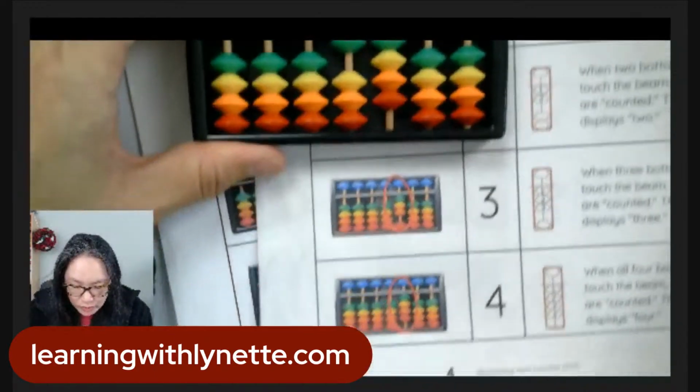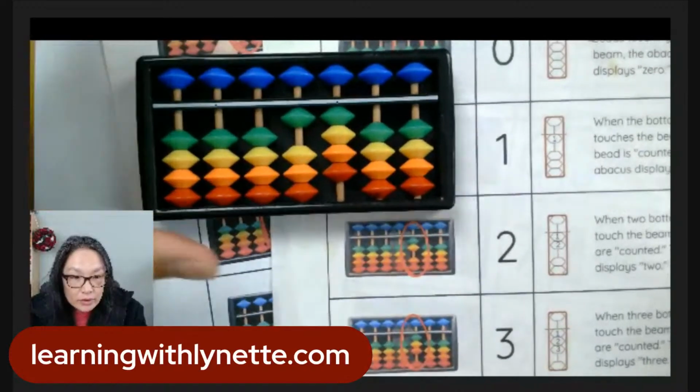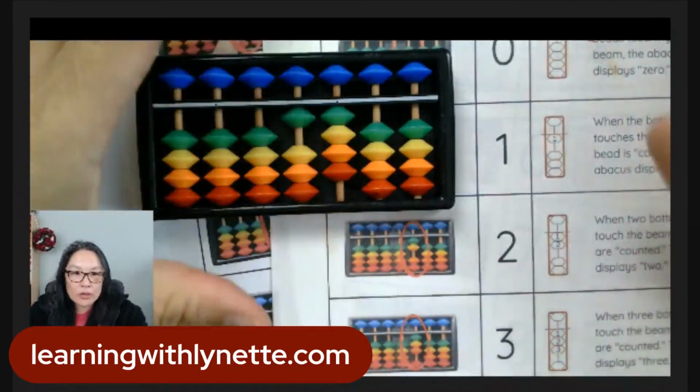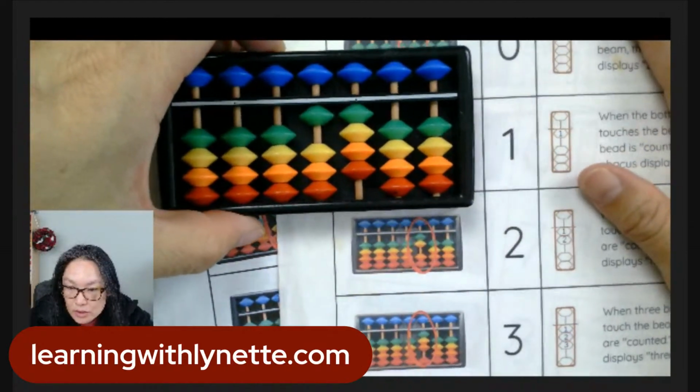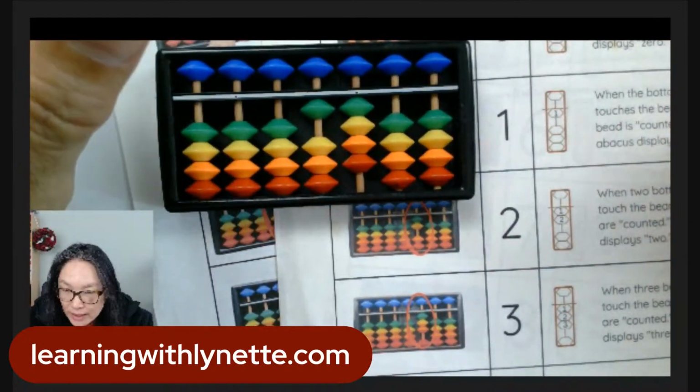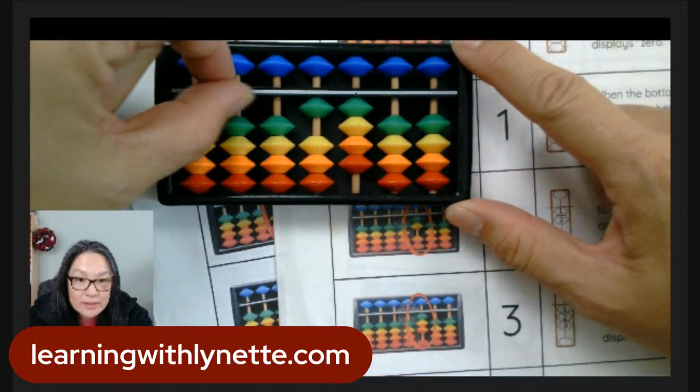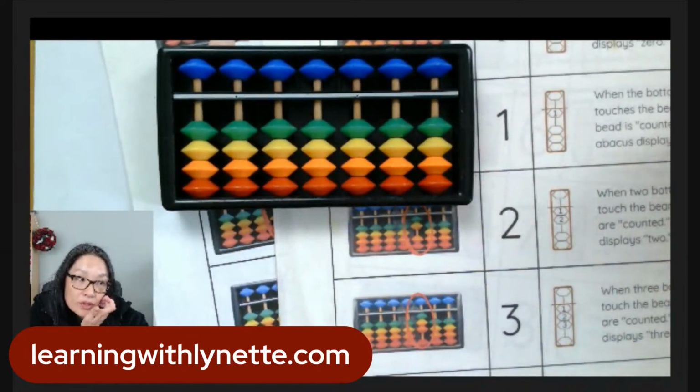Because what we're going to do is learn how to read the abacus. And when we learn how to read the abacus, we are going to be able to do some adding, subtracting, multiplication, division on the abacus. So the reason why I want to get you guys to know how to use the abacus. Let me know if you have any questions.